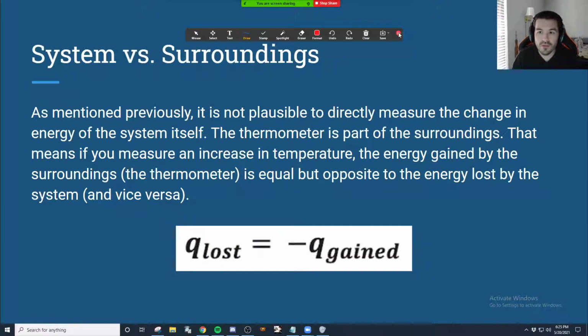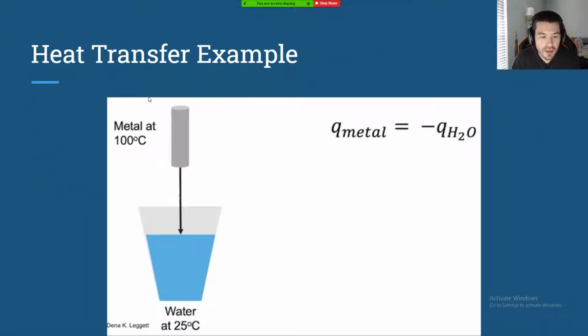All right, so let's look at an application of this, and then that'll be it for this video, okay? So this is that scenario that we had from the previous video, the thermal equilibrium. We've got a metal that's getting dropped into this water at 25 degrees Celsius, okay? So we're going to use this equation. Some people call it Q is equal to MCAT, okay?